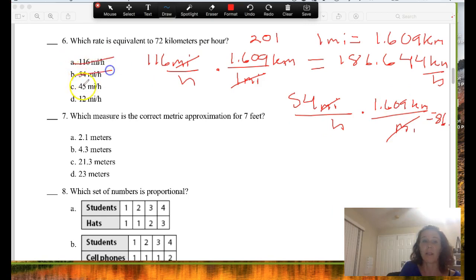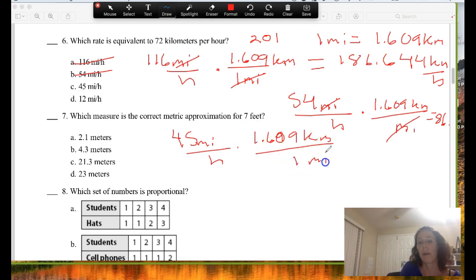It's not that one, it's not that one. Try 45. It's getting closer. 45 miles over 1 hour, and we know it's 1.609 kilometers for every 1 mile. So the miles will cancel, and I'm going to go 45 times 1.609, and that's going to give me 72.405, or approximately 72. That will be kilometers, because the miles fell out.